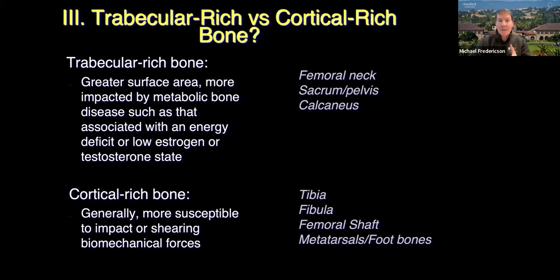Now, the third thing to think about is, are you dealing with what we call trabecular rich or cortical rich bone? So trabecular rich bone would be, for instance, the femoral neck, the sacrum, pelvis, even the calcaneus. And trabecular rich bone has a greater surface area. It's more impacted by metabolic bone disease, such as that you might see with an energy deficit or a low estrogen or testosterone state. Cortical rich bone is generally more susceptible to impact or shearing biomechanical forces. So your long bones like the tibia, fibula, the femoral shaft, metatarsals.